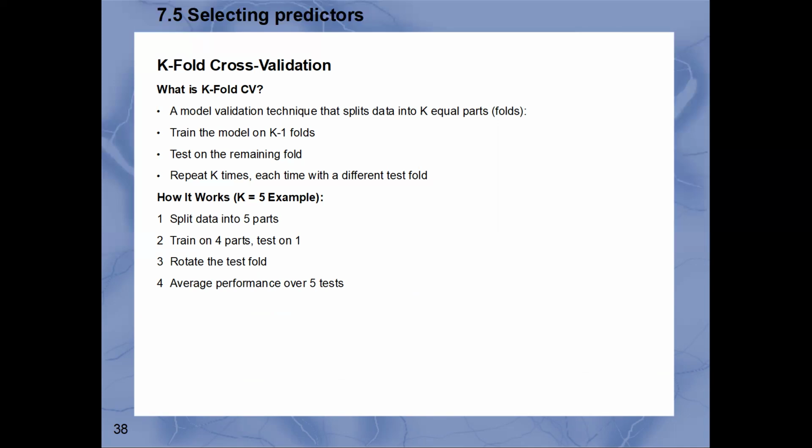So for example, how it works. Let's say k equals 5. We split the data into 5 equal parts. We train on 4 parts and test on 1. And then we rotate the test fold, and we average the performance over the 5 tests.